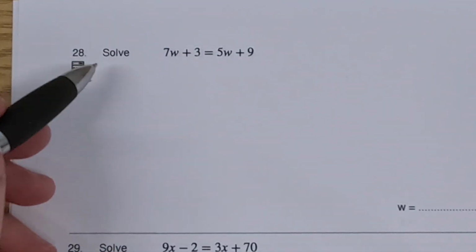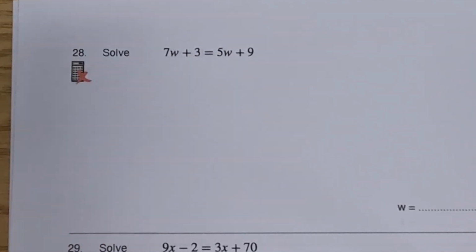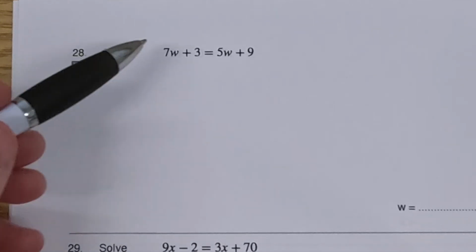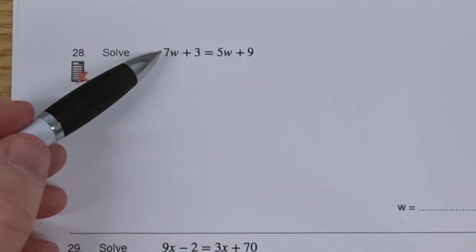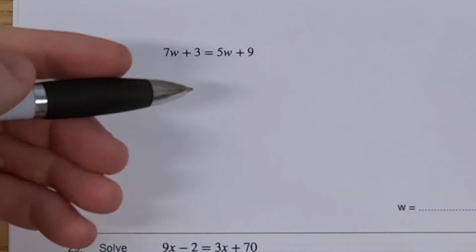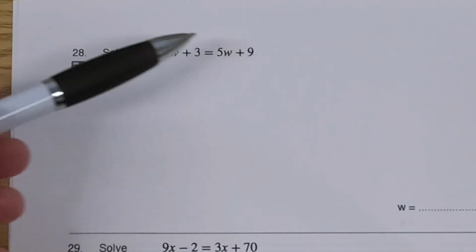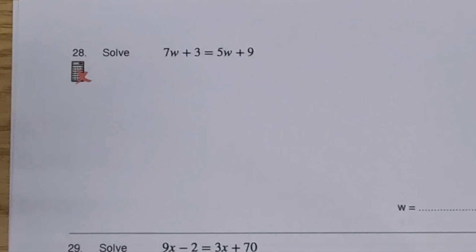So question number 28, we've been asked to solve 7w plus 3 equals 5w plus 9. So this equation, we've got letters on both sides. We've got 7w's here and 5w's here. Now, whenever you're solving an equation with letters on both sides, ideally we would just have the w on one side because we want to finish up with w equals a number. So whenever we've got equations with letters on both sides, we want to get rid of the lowest number of the letter. So here I want to get rid of the lowest number of w's.